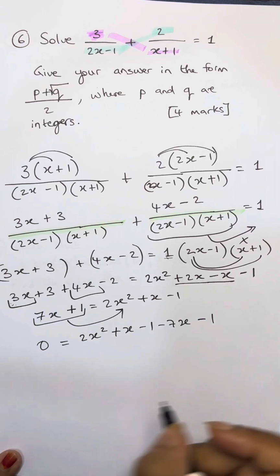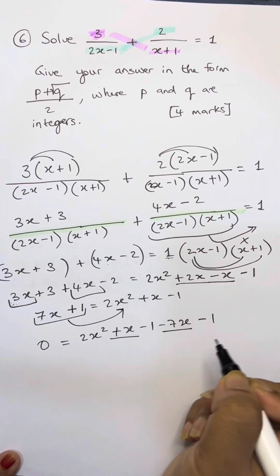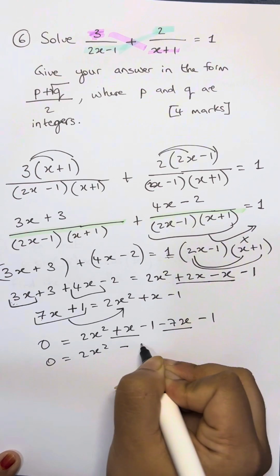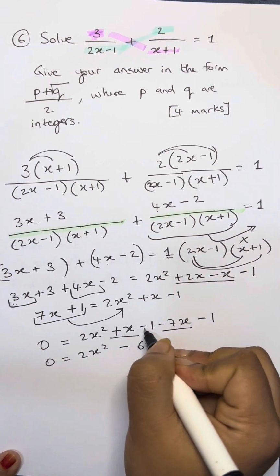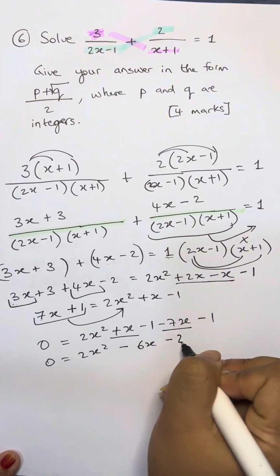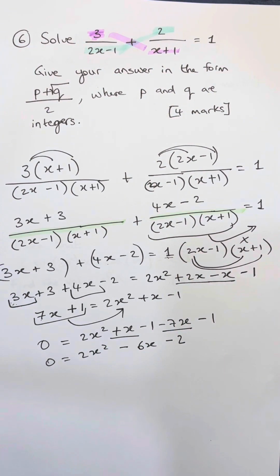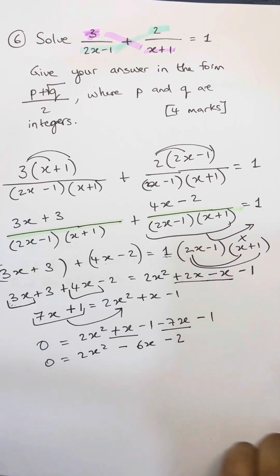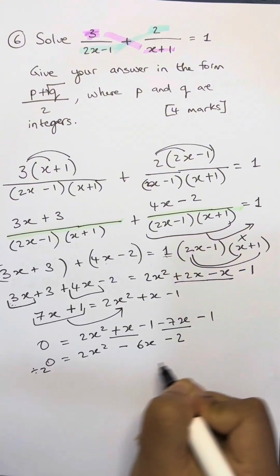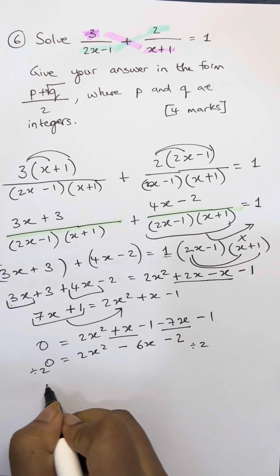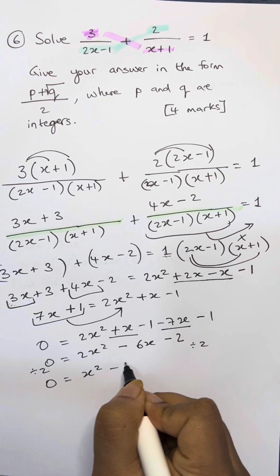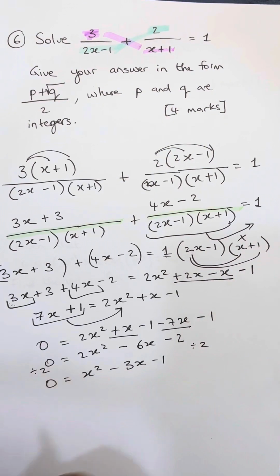Yeah? Again, collect the like terms together. So that's going to be 2x squared minus 6x, and then minus 1, that's minus 2. Okay? I can simplify this further. I can divide both sides by 2. And obviously, if I divide anything by 0, that's still 0. And that's going to be x squared minus 3x minus 1.